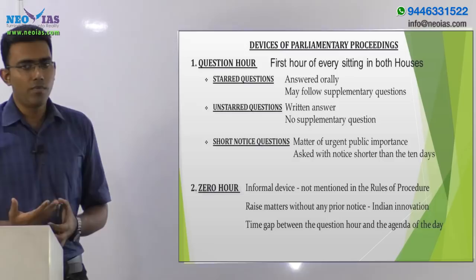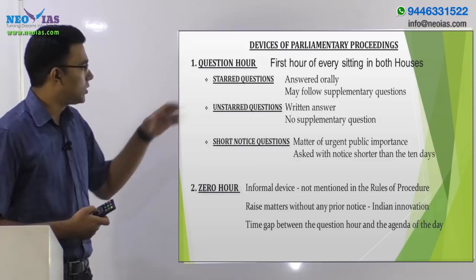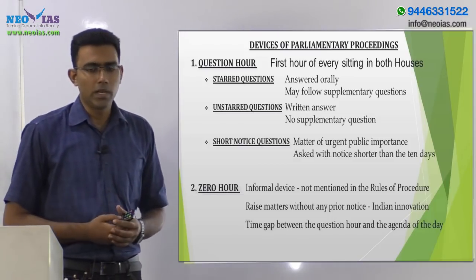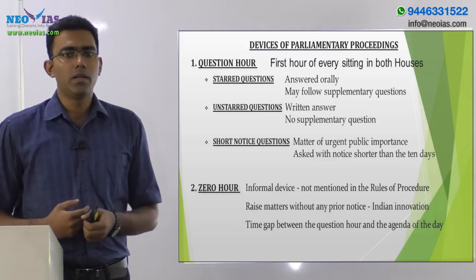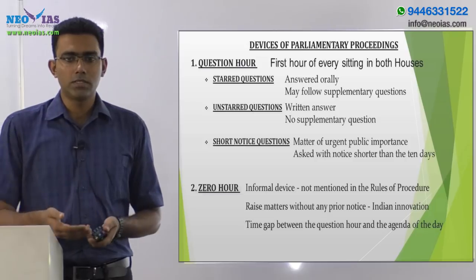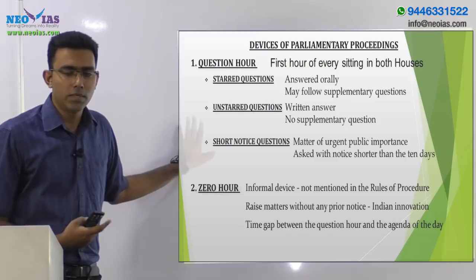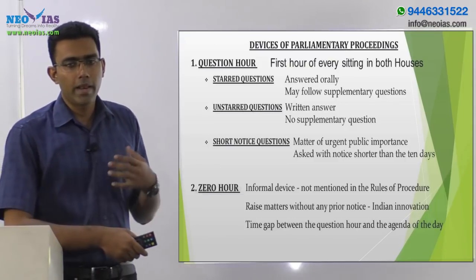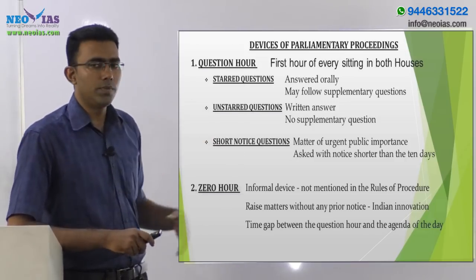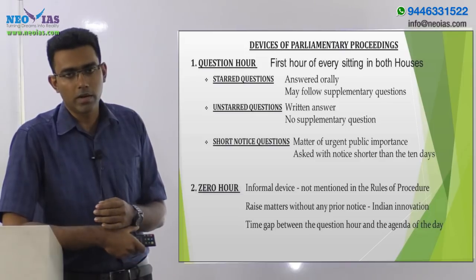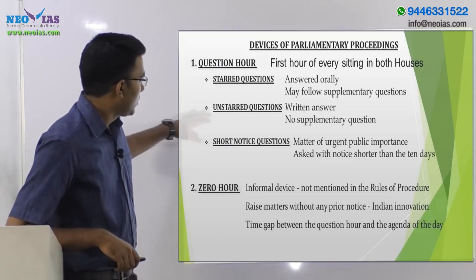So there are several kinds of devices that are used by the Parliament in order to exert control over the executive. And the most important one is question hour. This is the first hour of every sitting of the House, where the parliamentarians ask questions to the ministers and the ministers reply, in fact, provide the facts. There are three types of questions. One is starred question, which is to be answered orally, and that's the reason why supplementary questions can follow. While unstarred questions are those which have to be answered in written format, and that's the reason why supplementary questions cannot be asked.